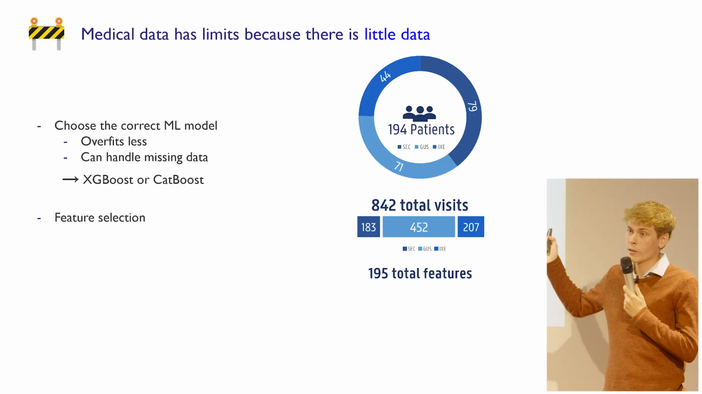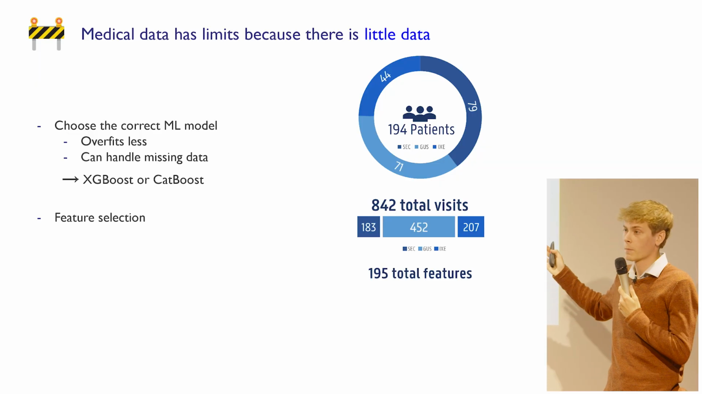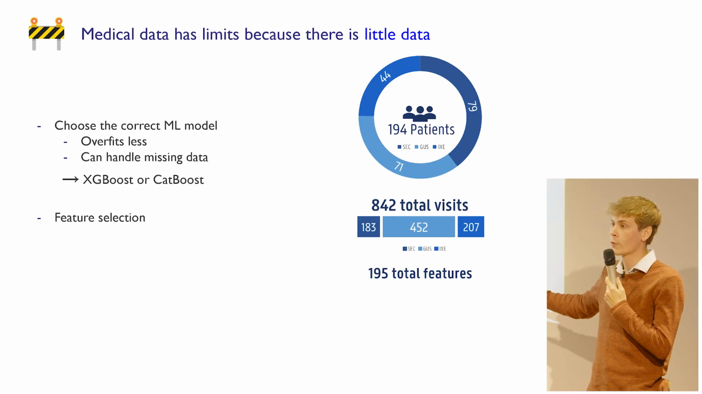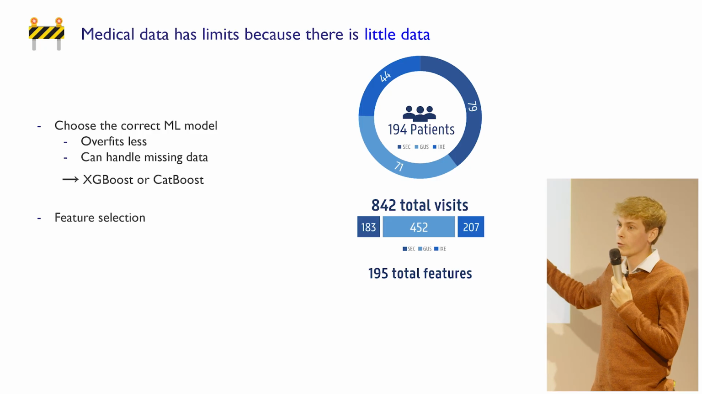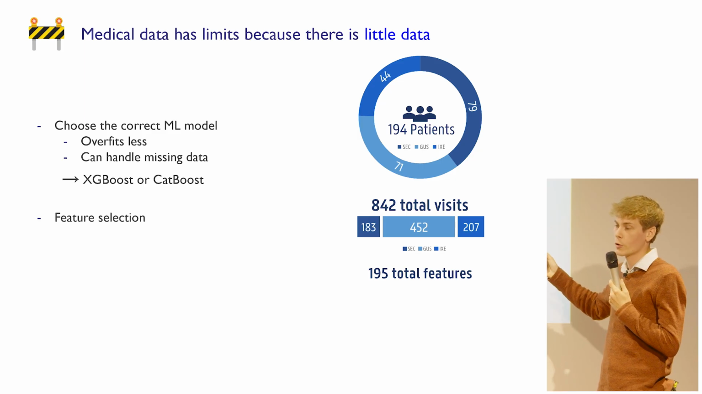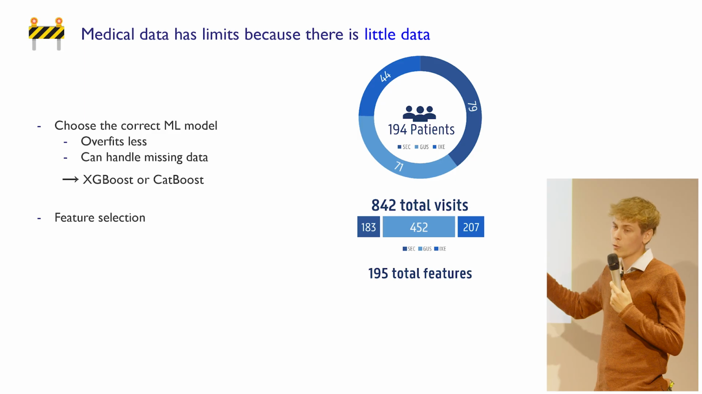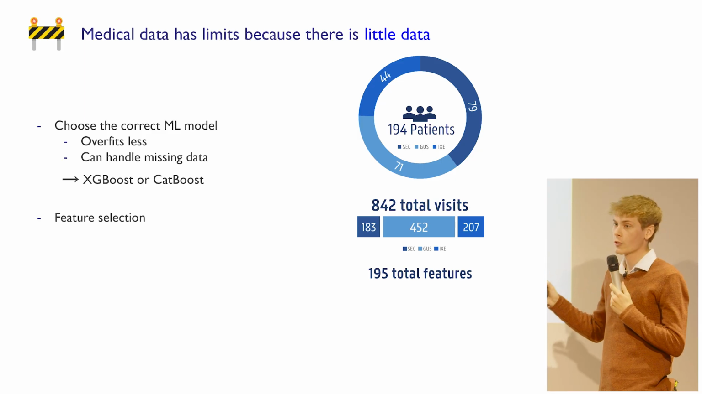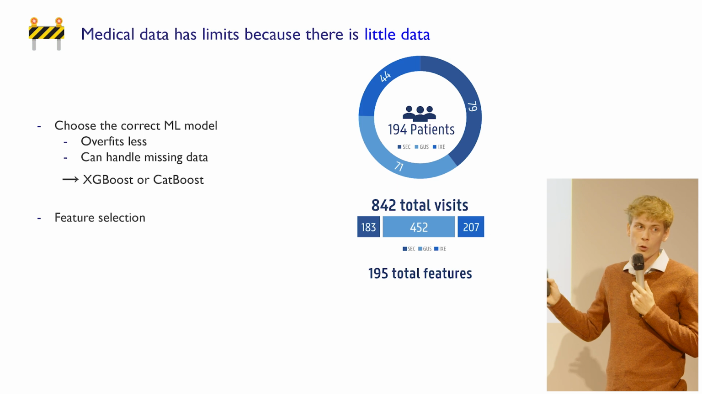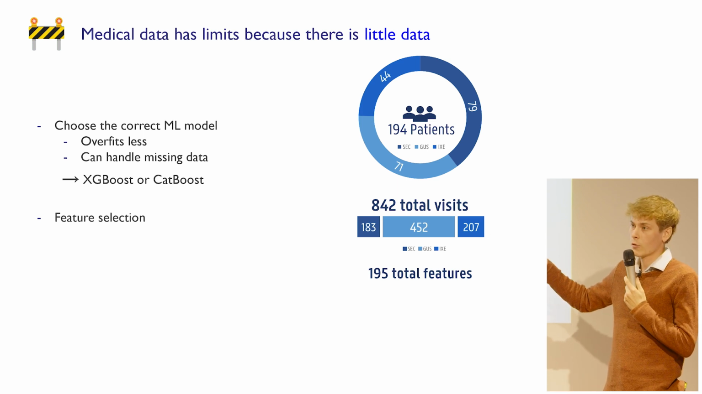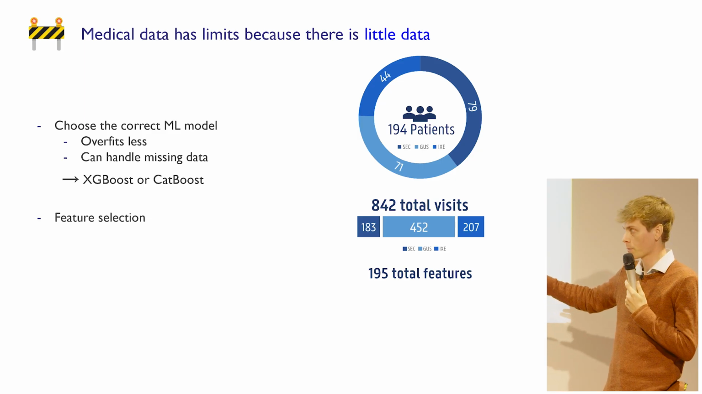Now, another aspect of medical data is that there is little data. In this case, for psoriasis datasets, we have 195 features for 842 visits across 194 patients. So there are a lot of features for the amount of visits we have, and machine learning models will tend to overfit on these problems. So we should consider this when we select our machine learning model, and we should also consider that we have missing data. So we can use, for example, the XGBoost or the CatBoost models.